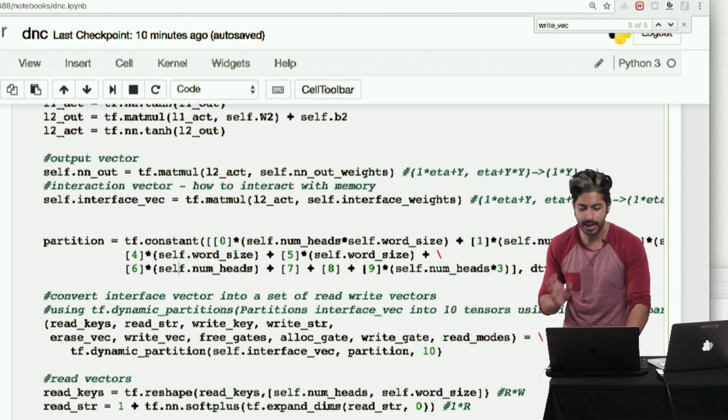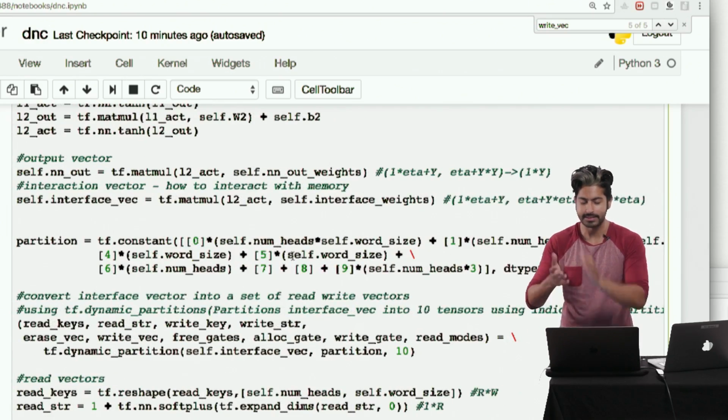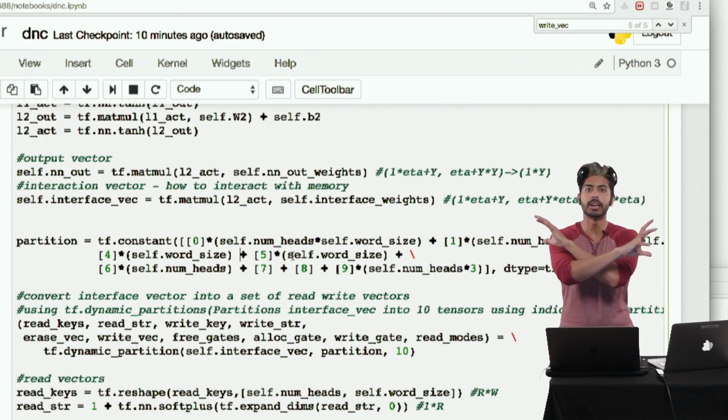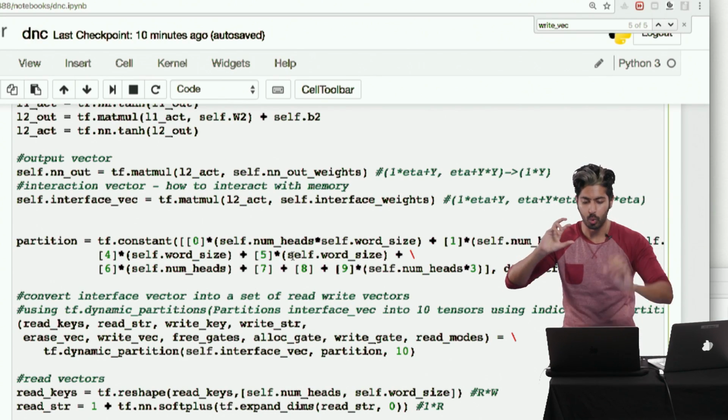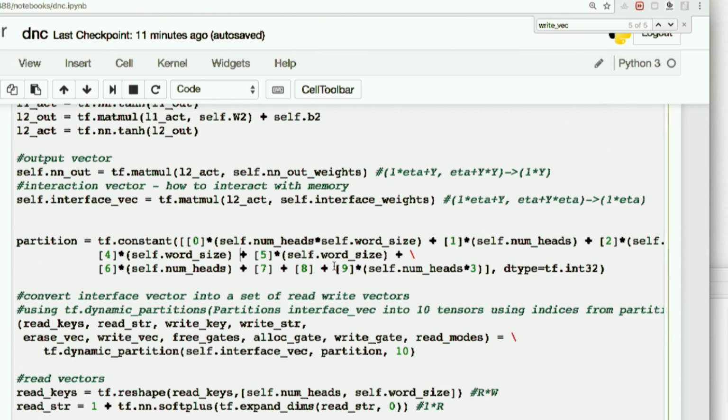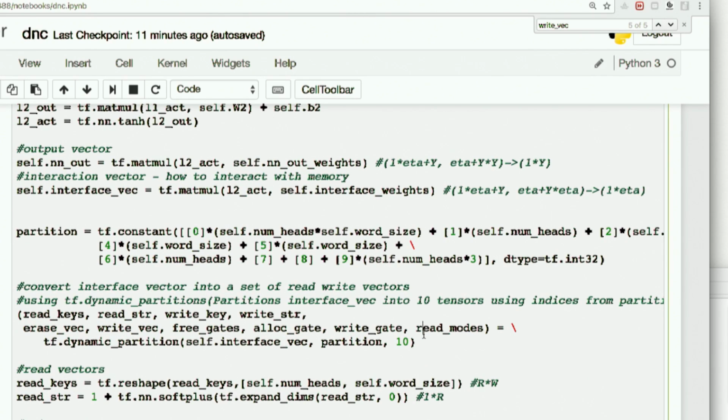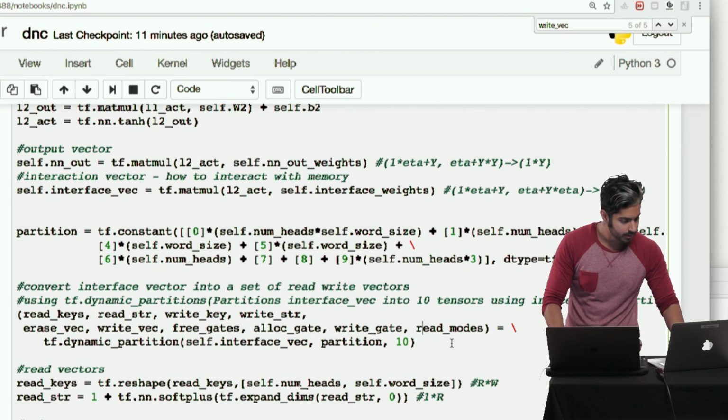Okay, so we take this partition, and think of it as a list or an array with 10 parts to it, and it's just one big matrix that we're then going to convert into a set of keys and a set of strings and a set of vectors. Okay, so let me go ahead and talk about how we're going to split these up into a set of keys and vectors. All right, but first let me answer some questions before we get into this.